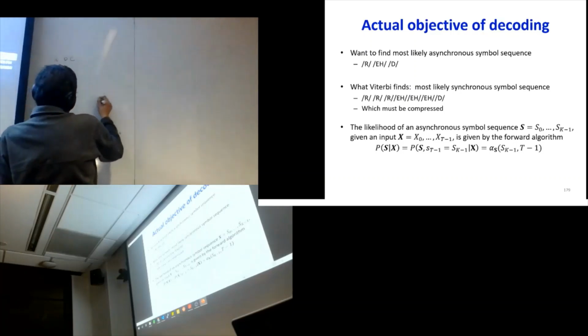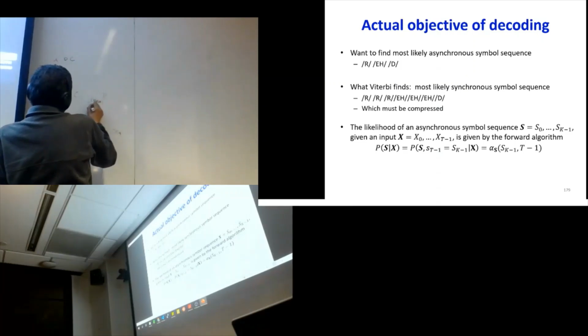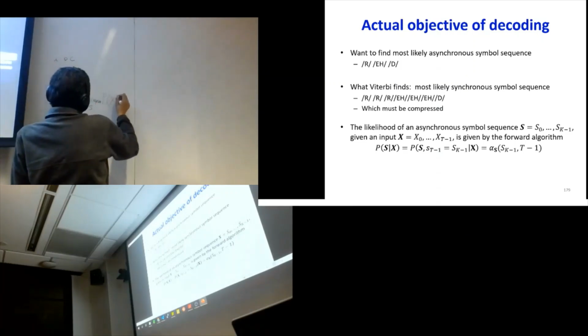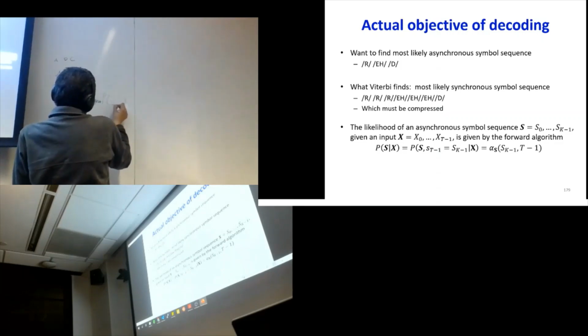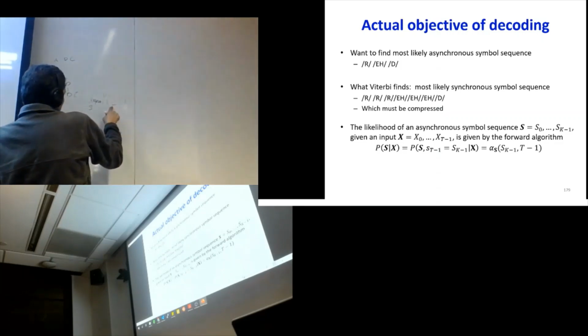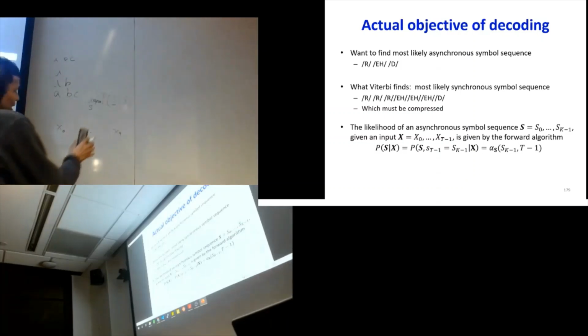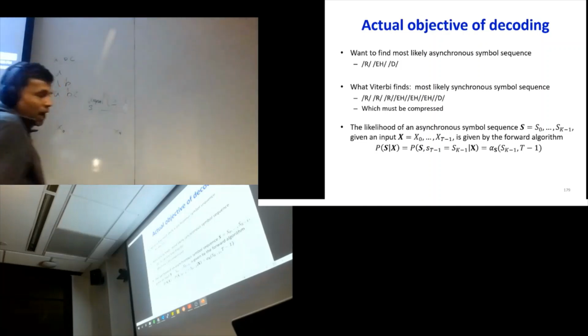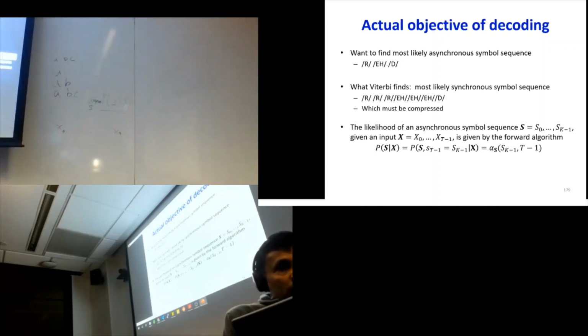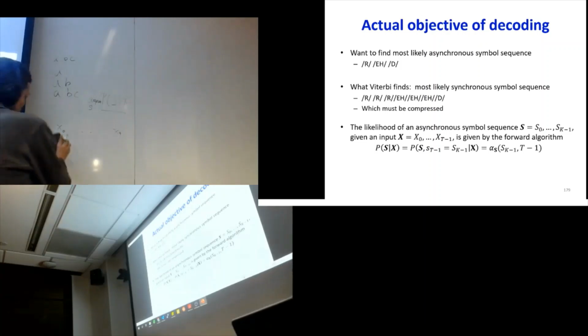So you want to find argmax over S of P of S given X. You want to find the symbol sequence which is most probable given the input. But the problem here is that computing this is hard. Now, what exactly do I mean by the probability of a symbol sequence given the input? We've already dealt with this.